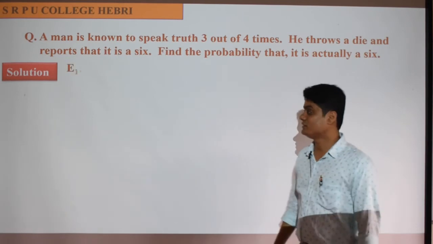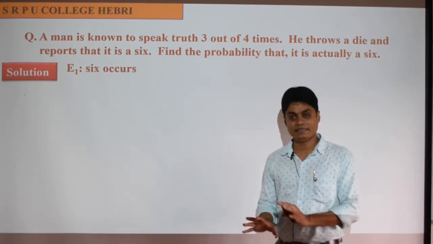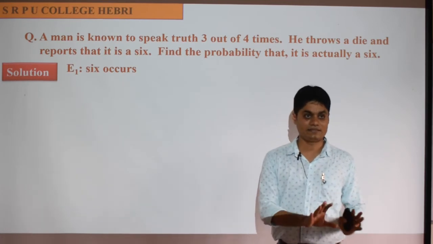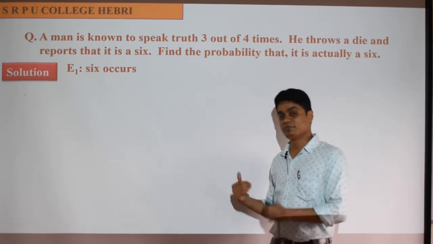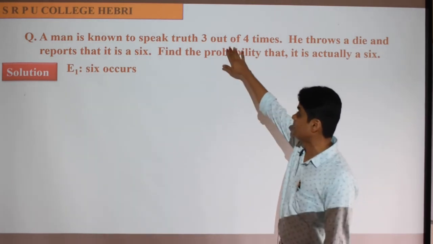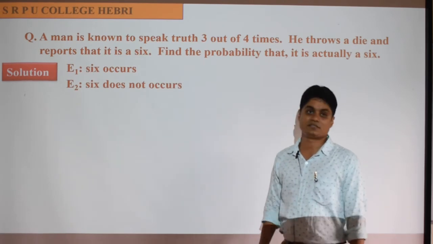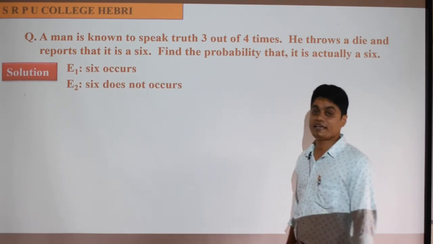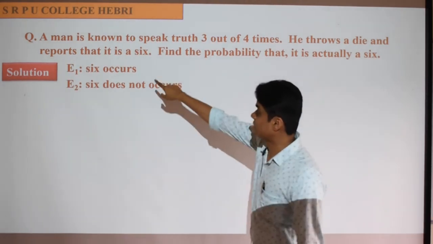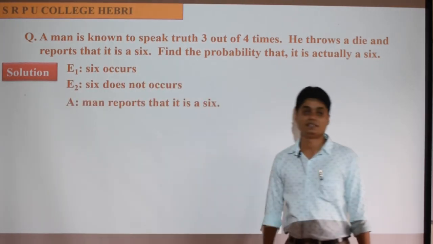So what is the event? 6 occurs in the die. If 6 has come on the die, he will tell that it is 6. If 6 has not come on the die, and even after that he will tell it is 6, then he will tell a lie also. So only he speaks truth 3 out of 4 times. So E2 is 6 does not occur on the die. Correct? Report that it is 6. He will report that it is 6. So A will be man reports that it is 6.